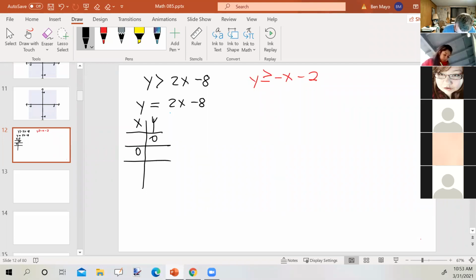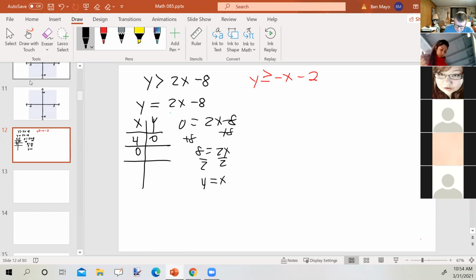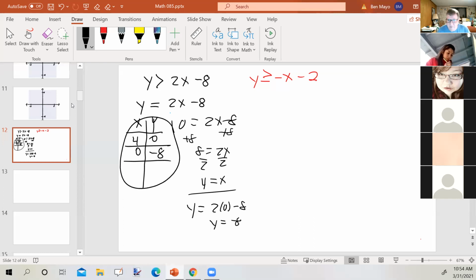All right, if y is 0, we get 0 equals 2x minus 8. Let's add 8 to both sides. 8 equals 2x, divide by 2, 4 equals x, or x equals 4. Okay. So we've got the point (4, 0) is a solution to the first graph. Now, if x is 0, I get y equals 2 times 0 minus 8. Y is negative 8. So right there, I have 2 ordered pairs.